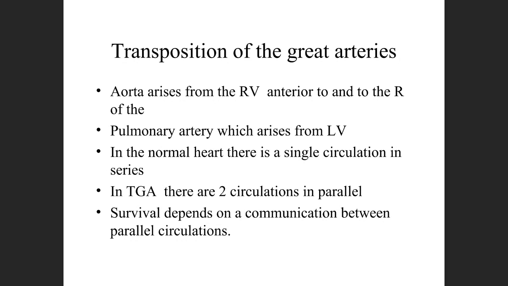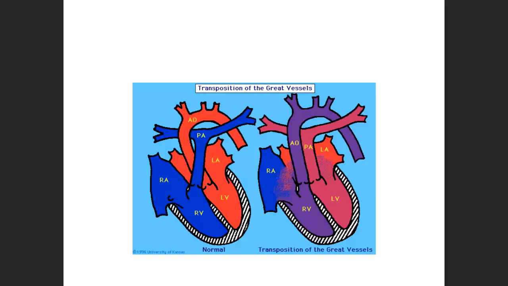And in transposition of the great arteries, the aorta arises from the right ventricle anterior to and to the right of the pulmonary artery, which arises from the left ventricle.